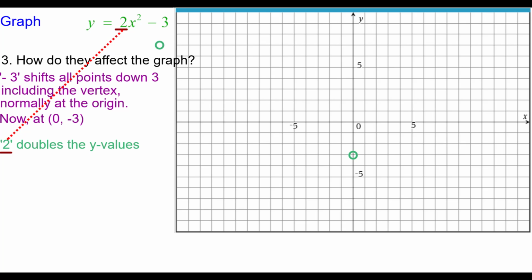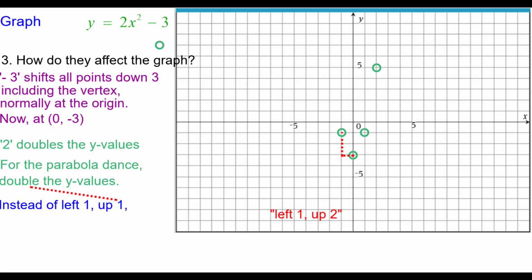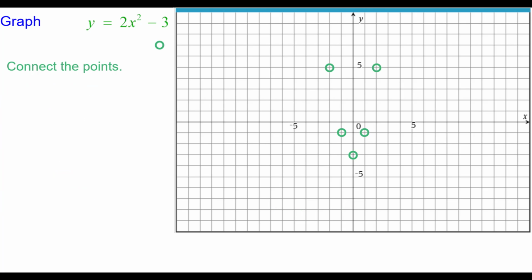The 2 doubles all the y values, and so for the parabola dance, double the y values. Instead of right 1 up 1 from that vertex, it's going to be right 1 up 2, because we need to double the y values because of the 2. Instead of right 2 up 4, it's going to be right 2 up 8, doubling the 4. Instead of left 1 up 1, it's going to be left 1 up 2, doubling that y value. And instead of left 2 up 4, left 2 up 8, doubling that 4.